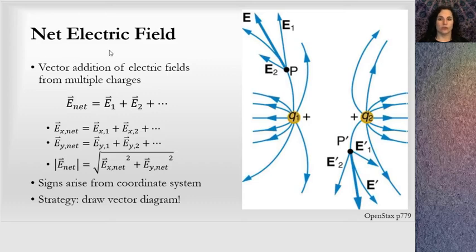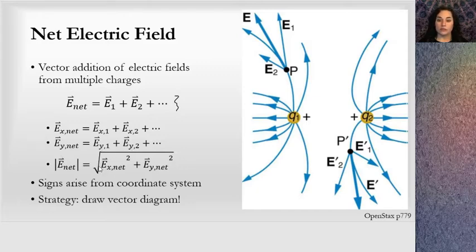Net electric field. And you won't be surprised to see the equation here: vector addition of electric fields from multiple charges is just adding like vectors. We've seen this with forces, we've seen this with velocities, we've seen this with many vectors prior. We will add them like vectors, and as such, we will add in the x direction separately from the y direction.